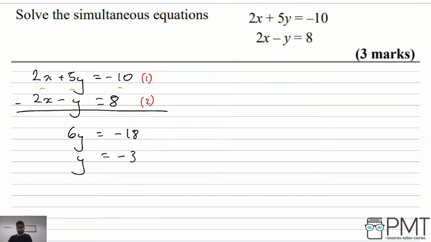Let me know if you agree with this and what the next step is. What should you do to find x, because we are not done yet. This is just y, but remember, when you have a simultaneous, you need to find both of them. So you substitute into one or the two. It does not matter.